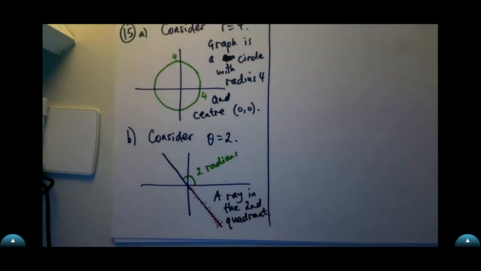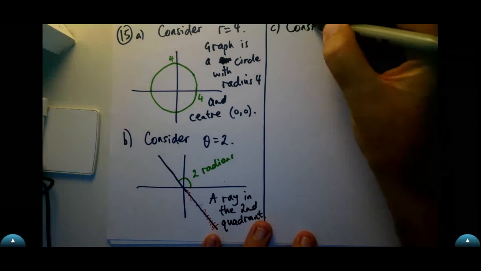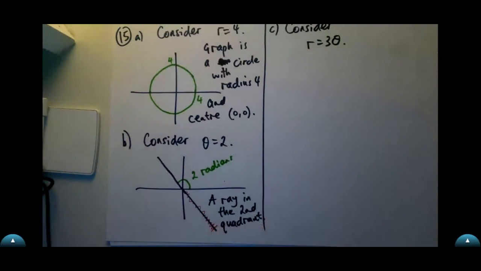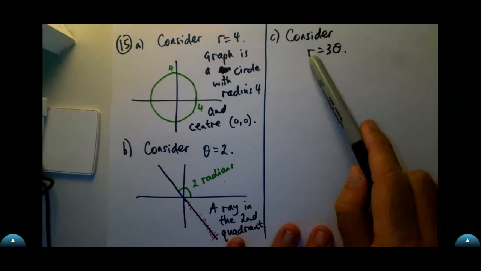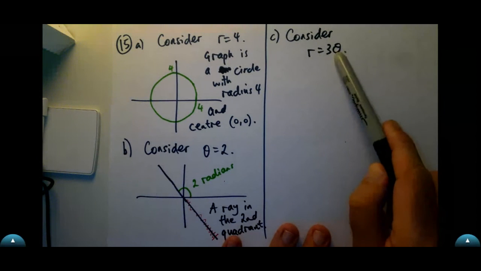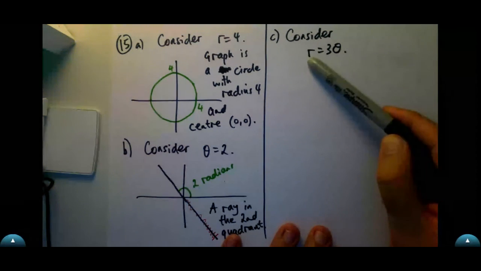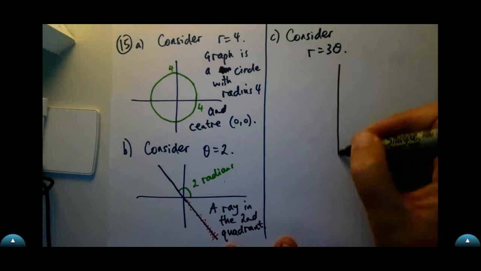All right, last one, part C. This one here, this is a famous equation. But what's going on? Well, let's look at the relationship between the distance and the angle theta. So as theta increases, the distance also increases. So what does this actually look like?